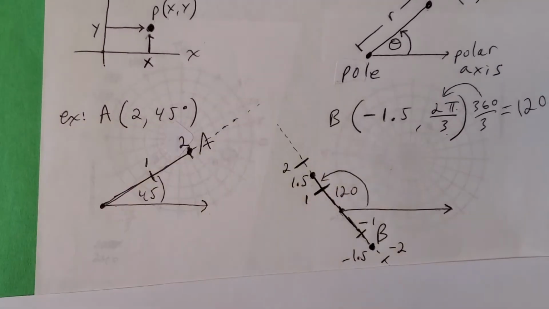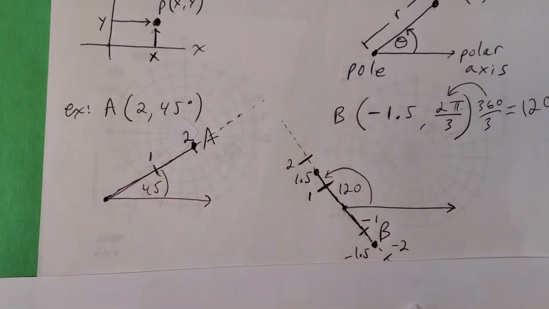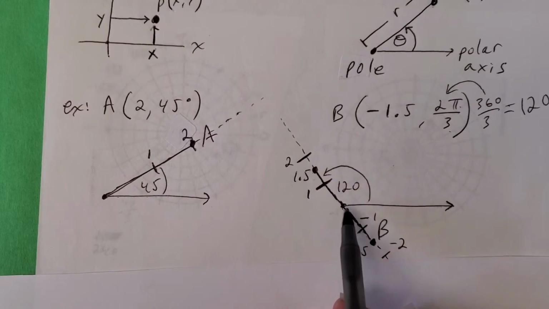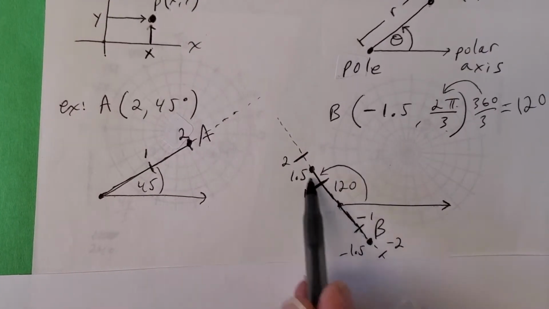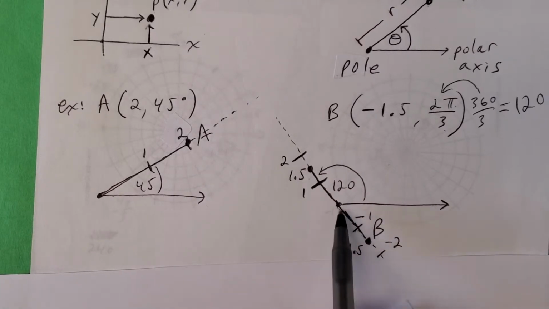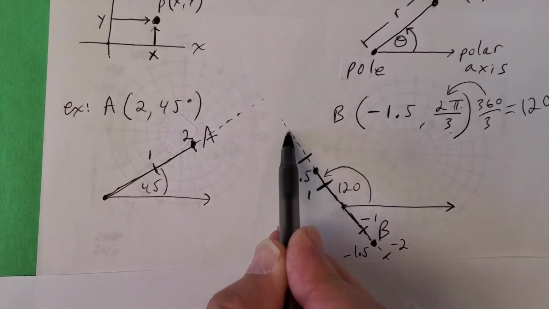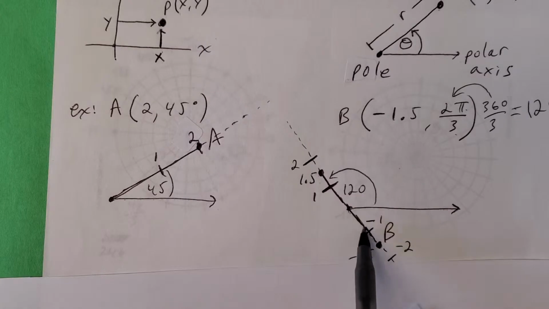Sorry, that didn't show up, huh? One more time, right? Positive 1.5, but we don't want that. We want negative 1.5. So the opposite direction. Positive 1.5, we went this way. So negative 1.5 must go this direction.